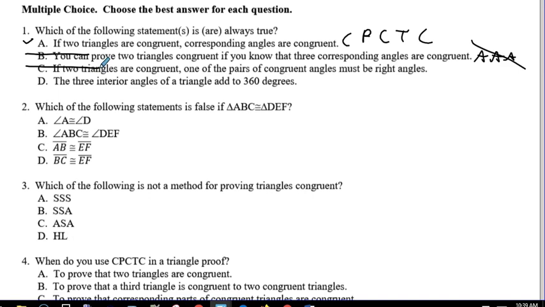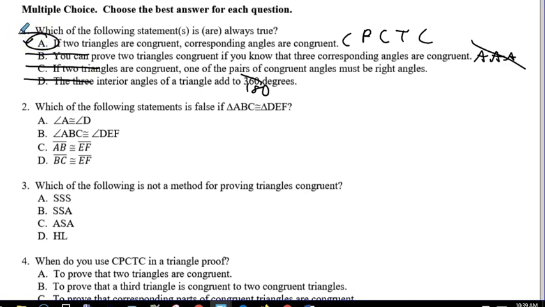They can be tricky. The three interior angles add to 360? No, they don't. They add to 180. Cross that out and correct it. It's still wrong, but make a note that it's 180 degrees, not 360. So our only answer here is A.